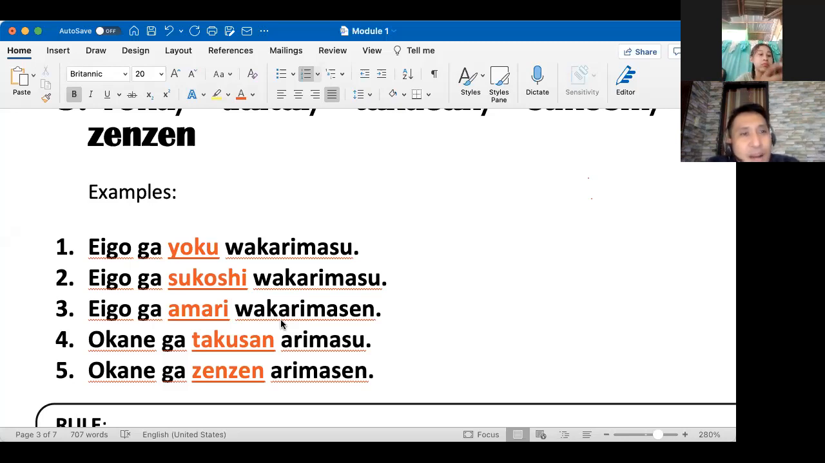You can type in the chat box o pwede rin magtaas ng kamay if you want to answer. Sige. Cebuano ga wakarimasu ka? You can raise your hand or you can answer. Okay. Cebuano ga yoku wakarimasu. Wow, very good. So you're from Mabinay, Jun-san, right? Sugoi desu ne. Watashi mo Cebuano ga yoku wakarimasu.